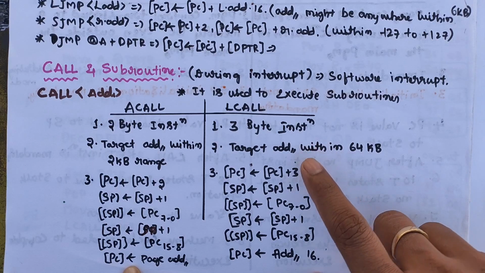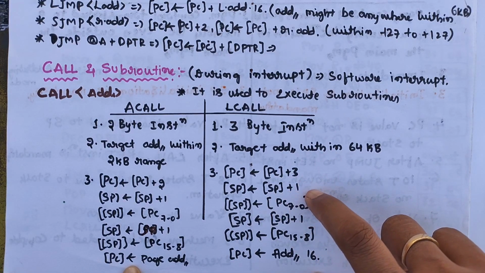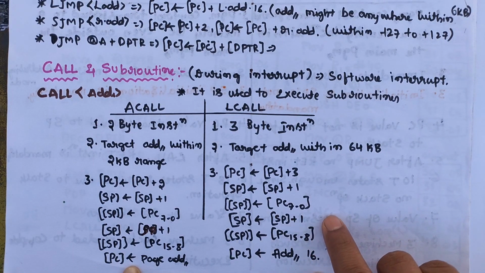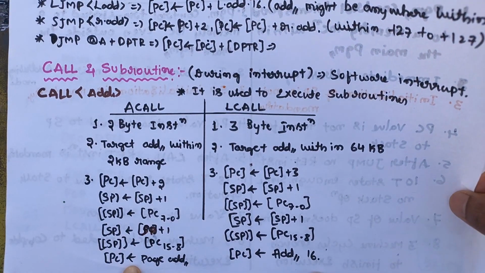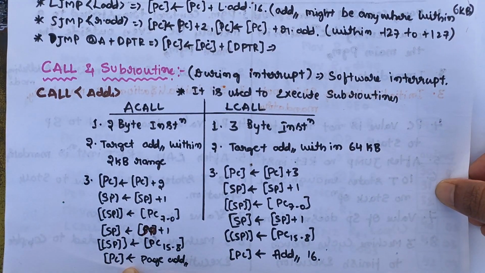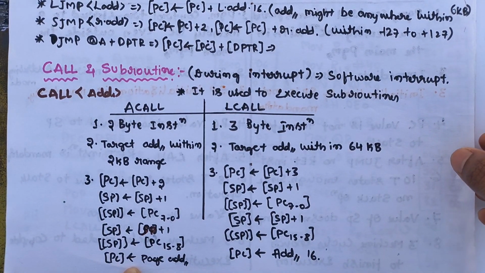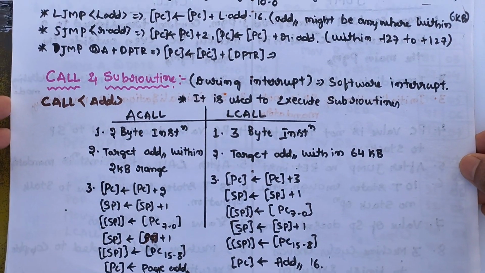Same process for LCALL also. That means it is a 3-byte instruction, the stack pointer is updated, and the lower order 8 bits will be transferred to the stack, and the stack pointer will get incremented. The higher order byte will be loaded to the stack. Then the program counter is loaded with the long range address. So this is about the process of branching instructions in 8051.